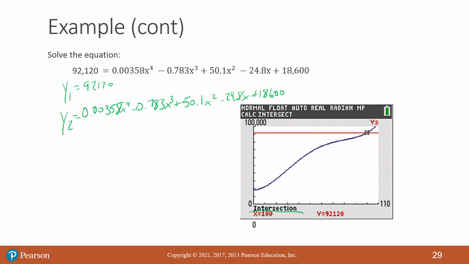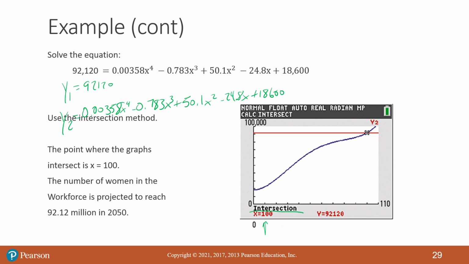It does actually have a secondary intersection point over here in the negative values, but we're not worried about those in this word problem because we're going forward in time, not backwards in time. And if I find this intersection point on my calculator, it actually turns out to be x equals 100.